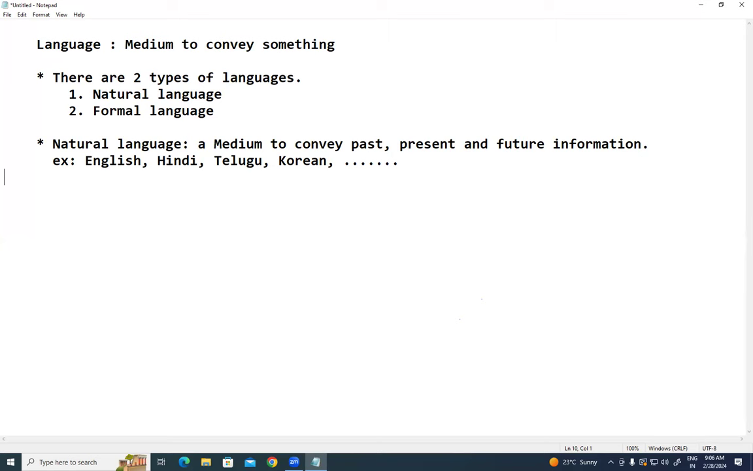Right. Now, as of now, whatever I have explained, do you guys have clarity? So far, whatever I've explained, is it clear for all of you?